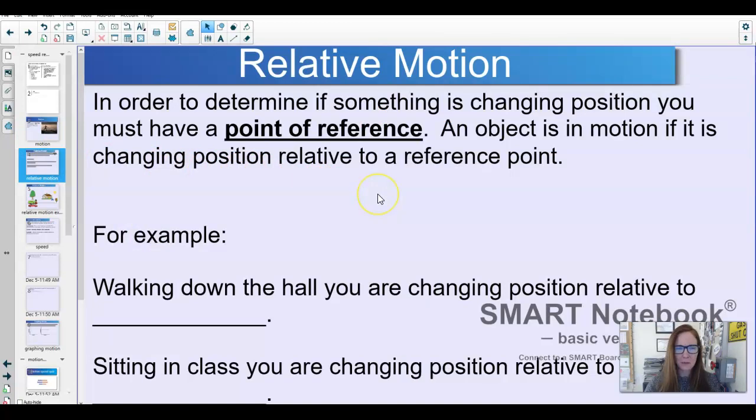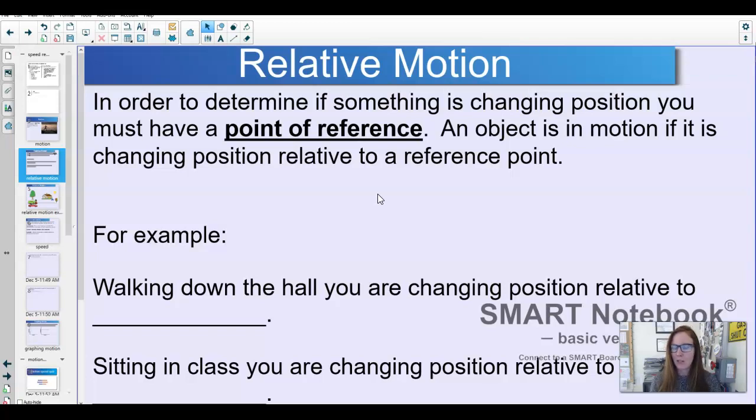Okay? So what do I mean by relative motion? According to physics, and really we do this all the time, we just don't think about it, in order to determine if something is in motion, it must be changing position compared to a point of reference. So if you are changing, say, distance or orientation compared to some point of reference, you are considered in motion.